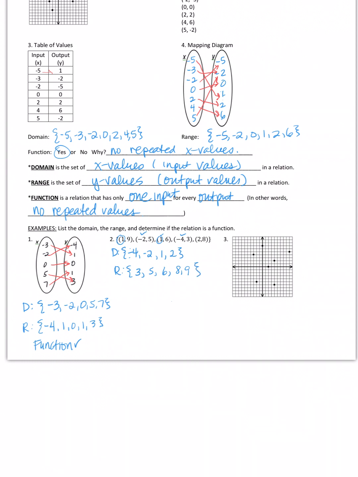Now, is it a function? Well, the fact that we had two x values that were positive 1 means that we have repeated x values. So this is not a function.